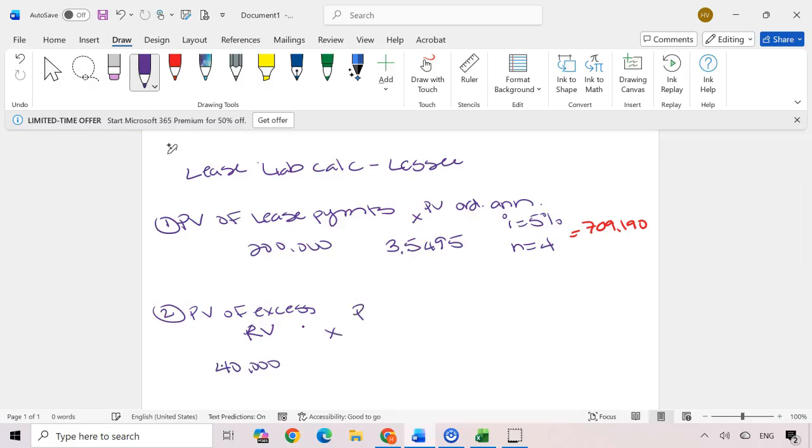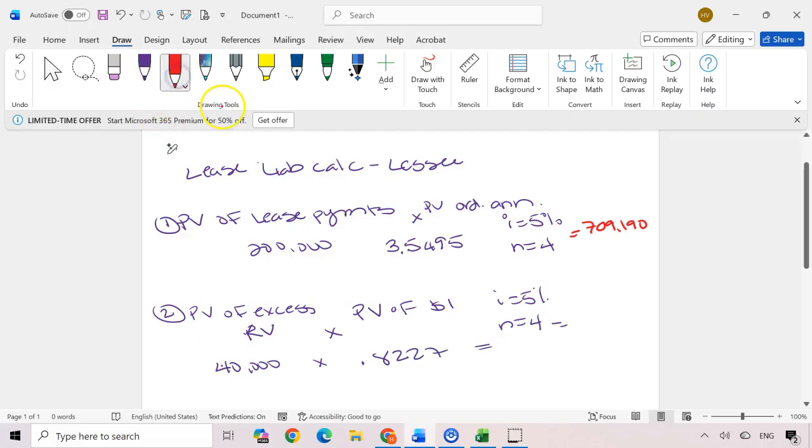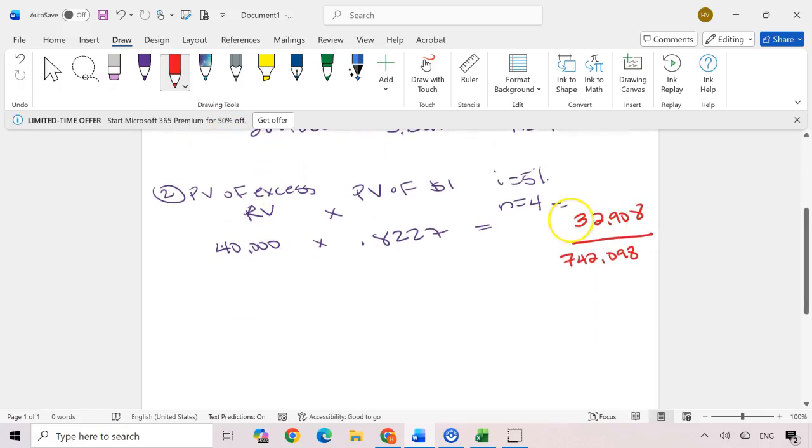And I'm going to multiply that by the present value of a dollar table, because this is just a lump sum. Again, I equals 5% and N equals 4. And that factor will be 0.8227, which equals $32,908. So when I sum up these two numbers, the 709 plus the 32, I get $742,098. This is what I'm going to book my right of use asset and my lease payable for the lessee.